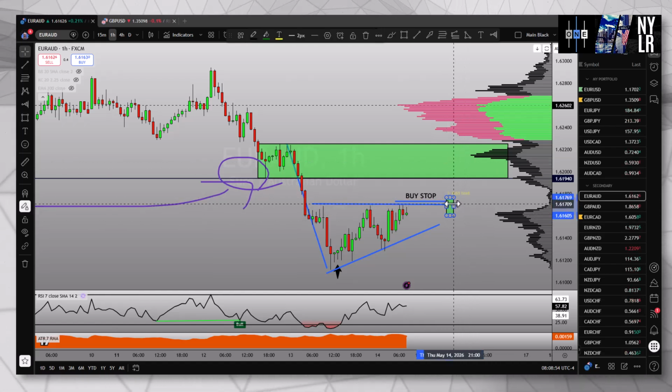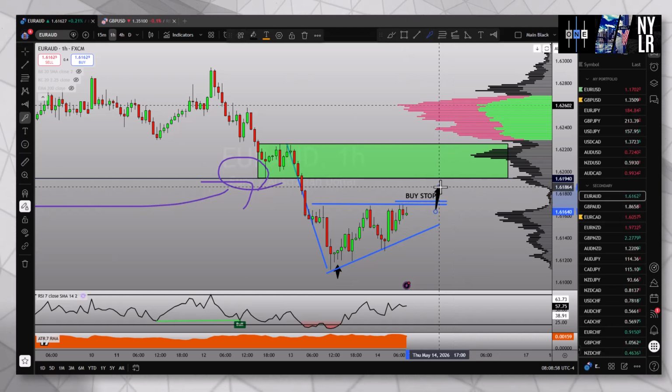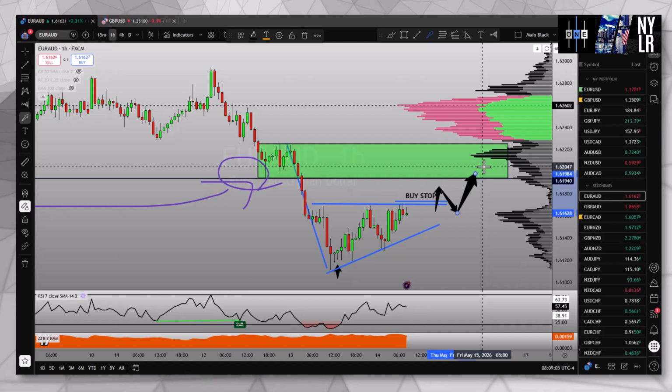And then the third one would be the pullback. You wait for the confirmed violation of that level, confirming your directional bias. You wait for the pullback, giving you a little bit of a cheaper opportunity, and then you look to catch the next wave up. So certainly something you can look for here on the Euro Aussie.